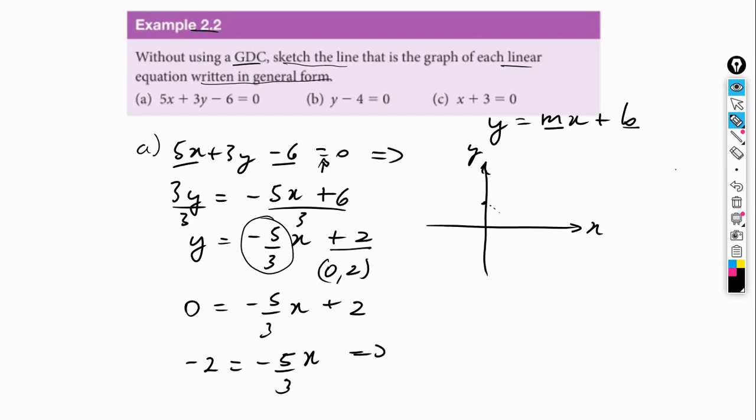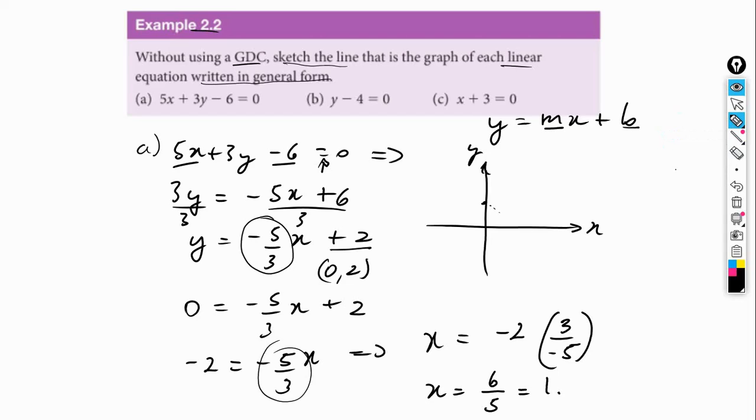Therefore, x is equal to negative 2 times the inverse of this, right? So that would be times 3 over negative 5. And then I'm going to get that x is equal to 6 over 5. And this is equal to 1.2. So that means that the x-intercept is going to be 1.2, comma 0. And that, let's say, would be around here. Therefore, we can draw the graph as follows. So this would be the graph of the linear function for part A.